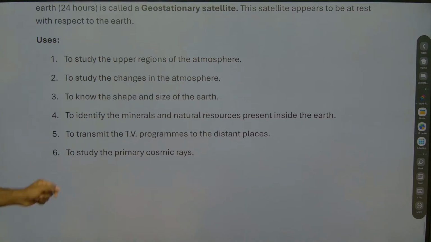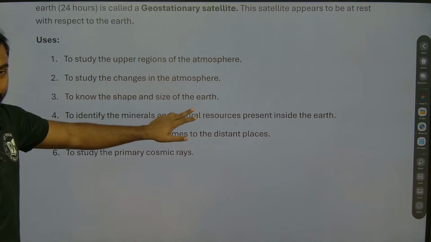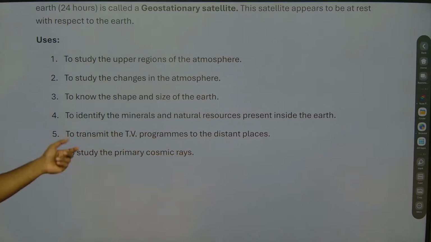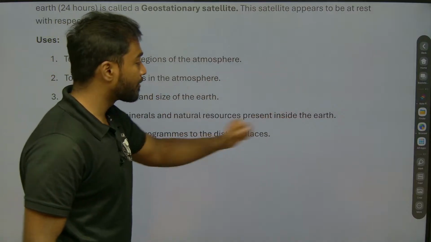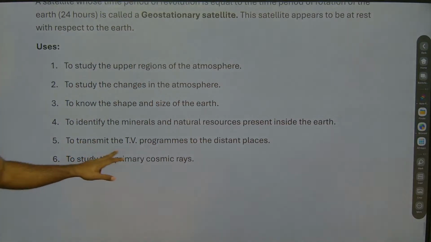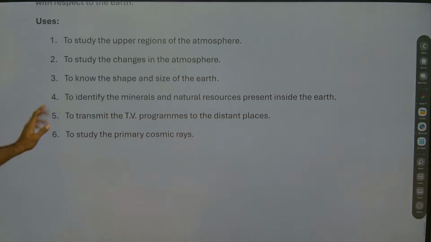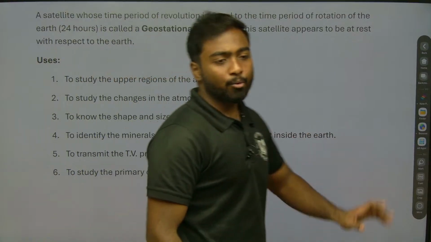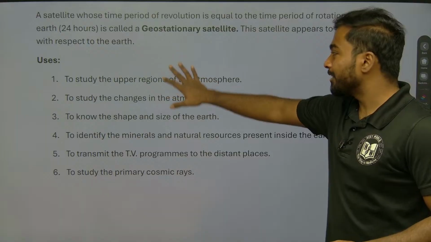The uses are: to study the upper region of the atmosphere, to study the changes in the atmosphere, to know the shape and size of the earth, to identify the minerals and natural resources present inside the earth's surface, to transmit TV programs to distant places, and finally to study primary cosmic rays. These are the points, but you can write your own points also, whatever you know about satellites.